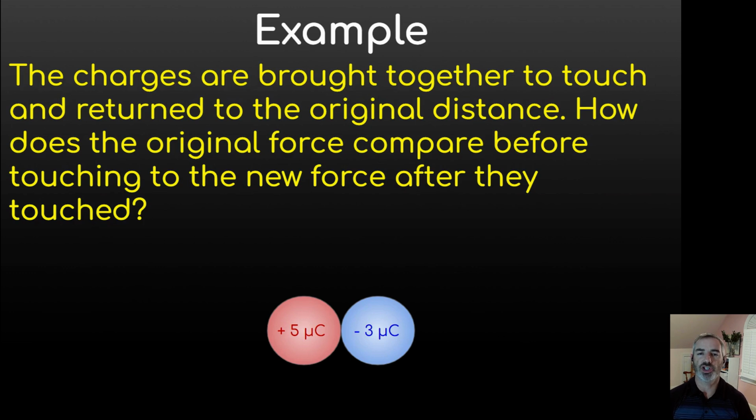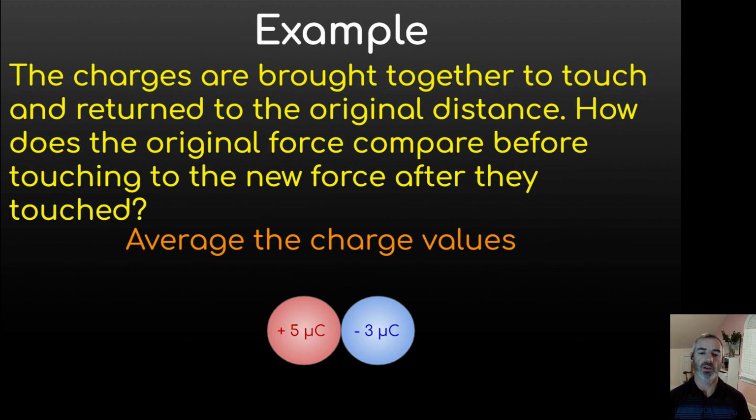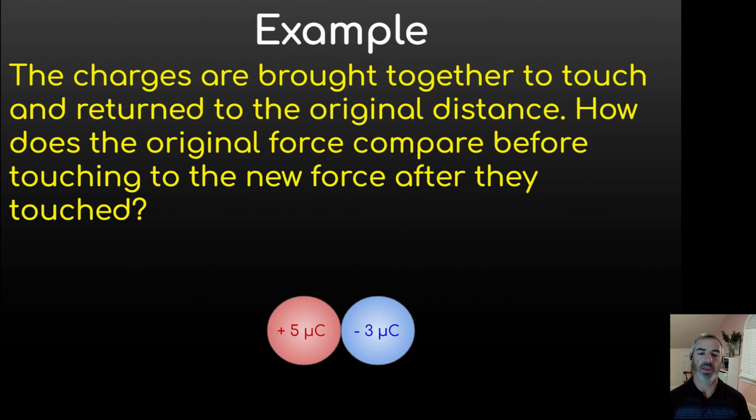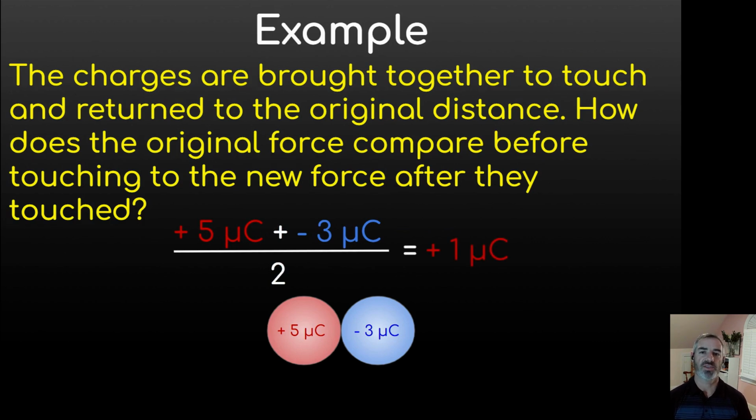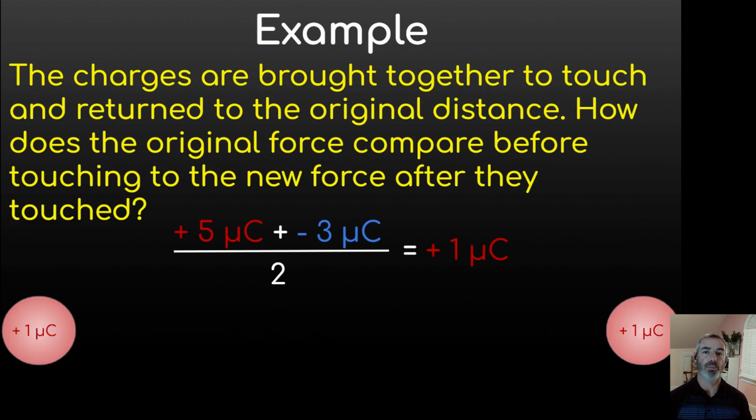Now, what is going to change in this situation is when we touch them, we're going to have charging by conduction. So there's going to be redistribution of charge because those are two conducting spheres. And the way we're going to find that is by averaging the charge values. So we're going to average the values of positive 5 microcoulombs and negative 3 microcoulombs just by adding them together and dividing by 2. And what that's going to give us is a positive value of 1 microcoulomb. So that means each sphere is going to have a charge of 1 microcoulomb. Then those charges are now moved back to their original position.